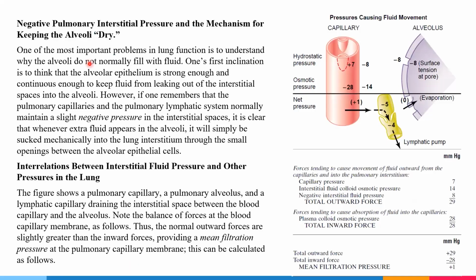Next, we look into why it is necessary that we maintain a negative pulmonary interstitial pressure and the mechanism for keeping the alveoli dry.